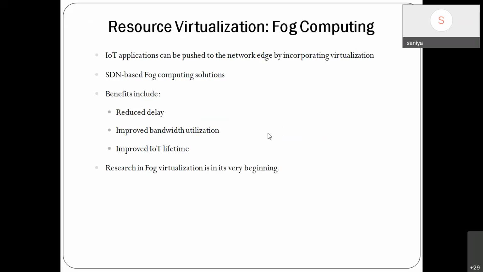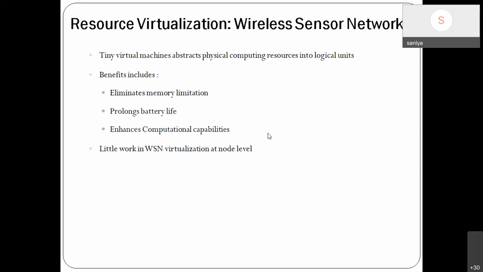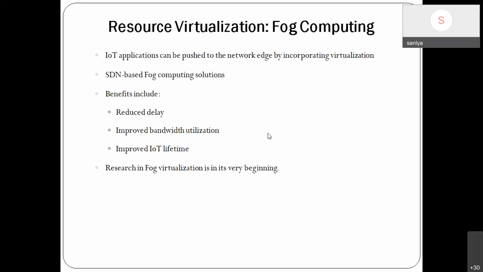Then there are a few papers. These are very limited papers on fog virtualization. IoT applications can be pushed to the network edge by incorporating virtualization. There is work done on SDN based fog computing solutions. The benefits include reduced delay, improved bandwidth utilization, improved IoT lifetime. But research in fog virtualization is in its very beginning. There are very limited papers on fog virtualization as compared to the cloud, SDN, WSN, and even IoT. It is in its very beginning.